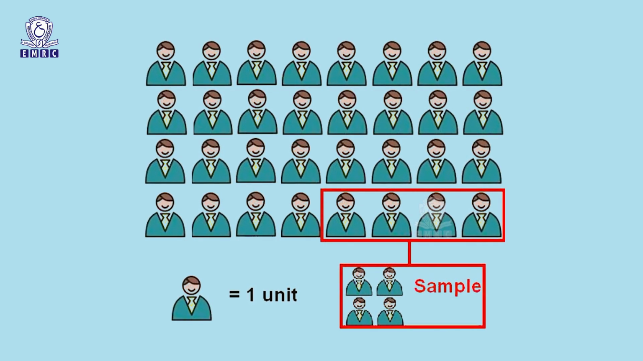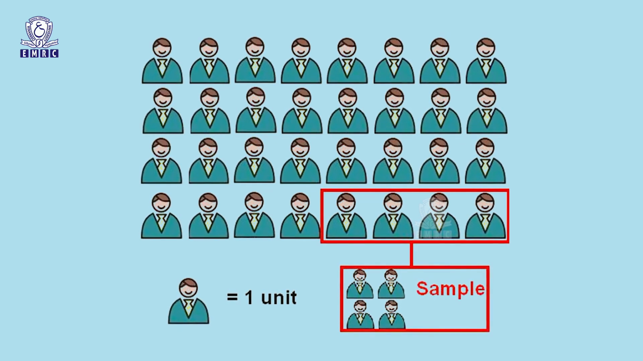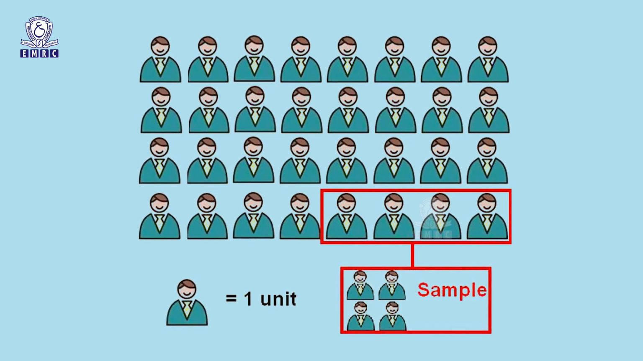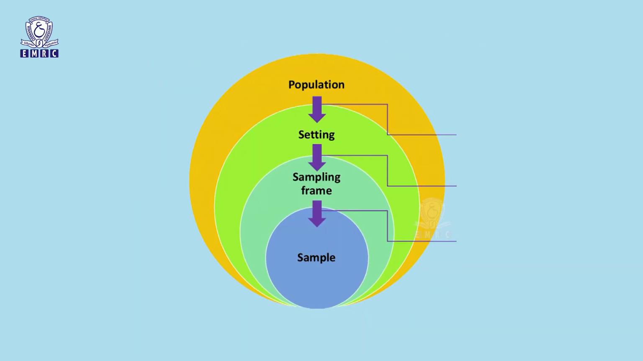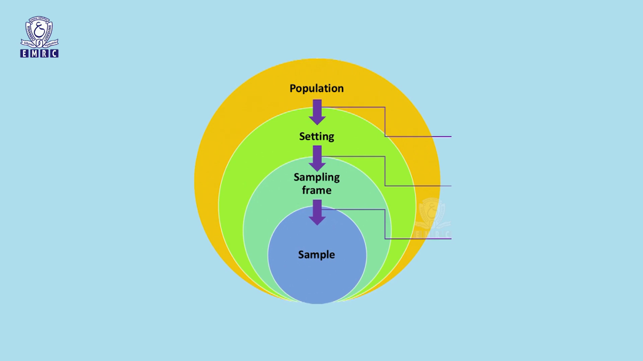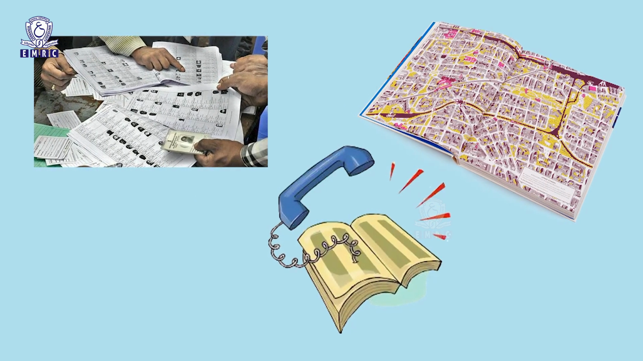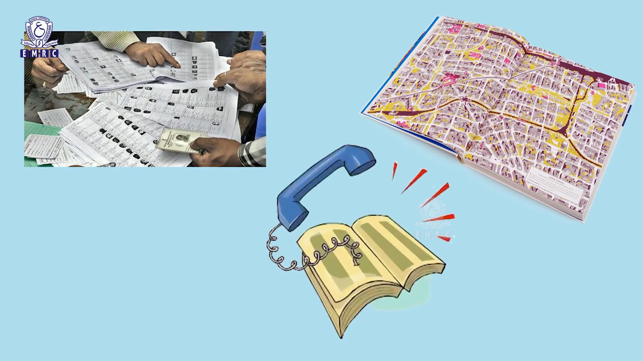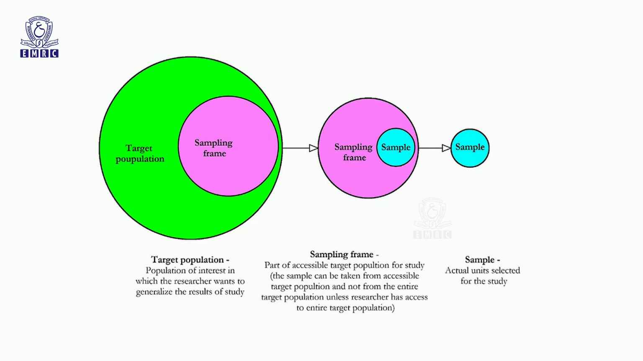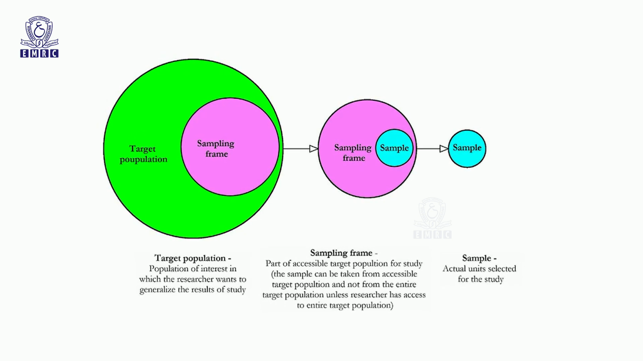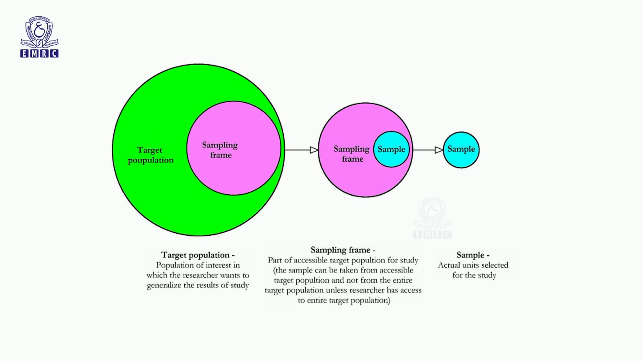A part of the population is known as a sample, and the process of drawing a sample from a larger population is called sampling. The list of sampling units from which a sample is drawn is called the sampling frame. For example, voter list, a map, telephone directory, and so on. The sampling frame is not a sample. Rather, it is the operational definition of the population which provides the basis for sampling.